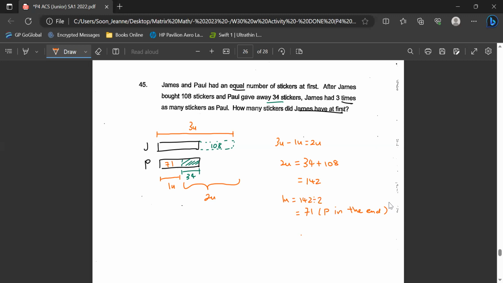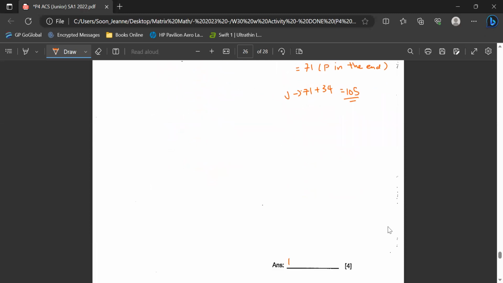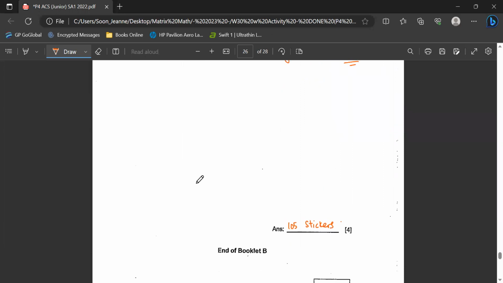So James at first will be what Paul has at first, and they are actually equal. So 71 plus 34, which is 105. Because you see they have equal at first. So what Paul has at first will actually be what James had at first. Okay, sorry about the pause. So the answer is 105 stickers. Just finalize the answer and you get it. Okay, we've come to the end of the exam paper review.